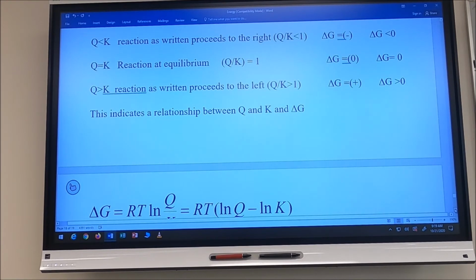If Q is greater than K, the reaction as written will proceed to the left, which means it's non-spontaneous in the direction written, and Q divided by K is greater than 1, and delta G is positive, non-spontaneous. So there's a relationship between Q, K, and delta G. So let's look at what that relationship is.